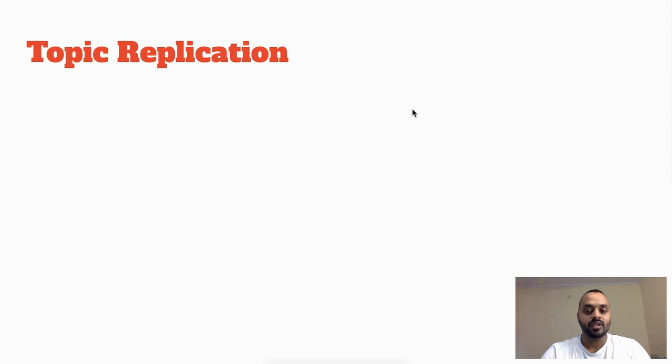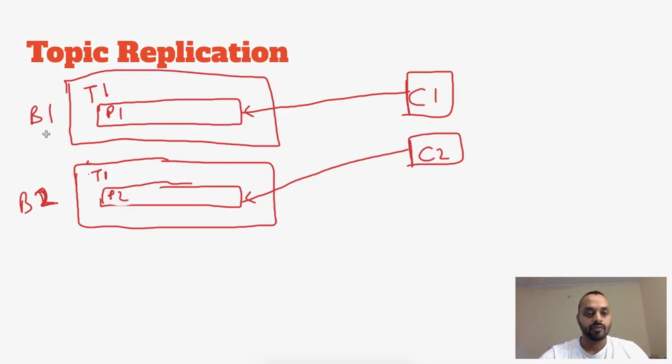So let's take an example here. We have broker B1 and broker B2, two brokers, and a topic T1 with partitions P1 and P2 scattered over both brokers. Let's say consumers C1 and C2 are reading from these partitions, and due to something this broker B1 dies. So what happens to all the data in partition P1? It's lost forever. Due to this problem, we need topic replication.